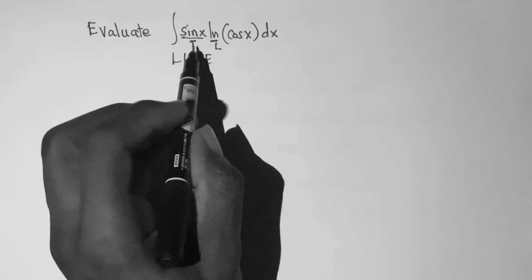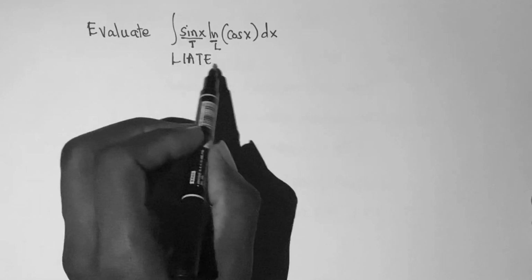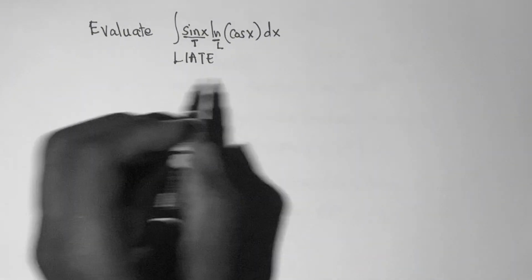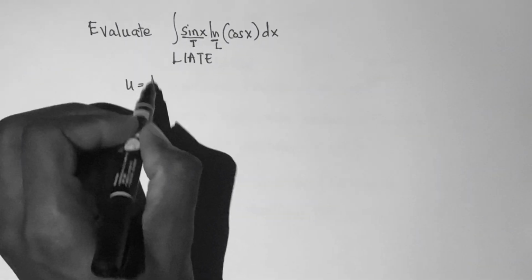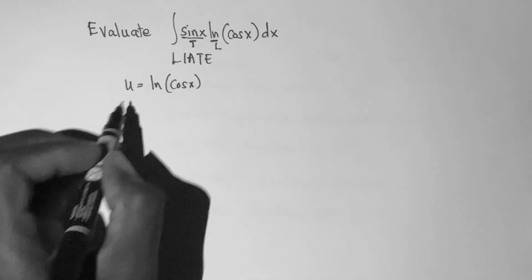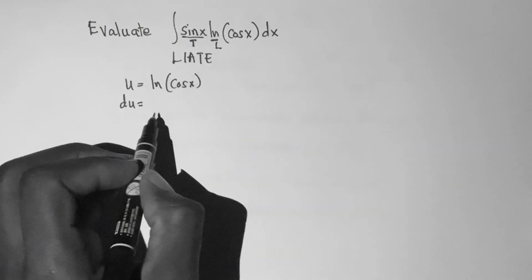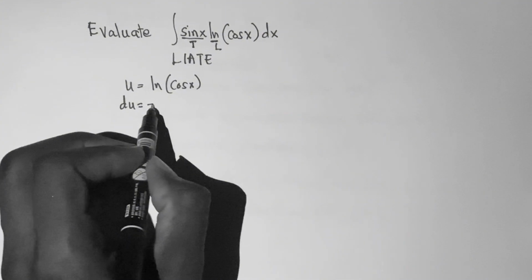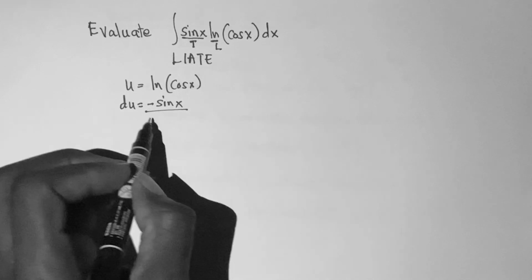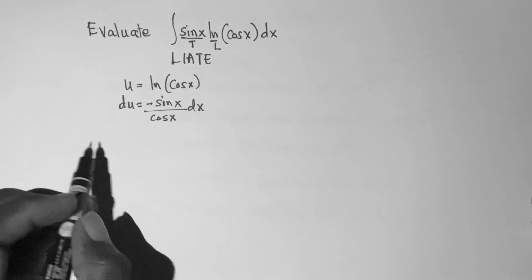So we are talking about the product of a trigonometric function and a logarithmic function. If we check the LIATE rule, the logarithmic function comes first before the trigonometric function. Therefore, in this case, our u is equal to natural log of cos x. Now we differentiate what is inside the bracket. If you differentiate cos x, you get minus sine x. And then we differentiate the whole thing, so divided by cos x dx. So this is du.